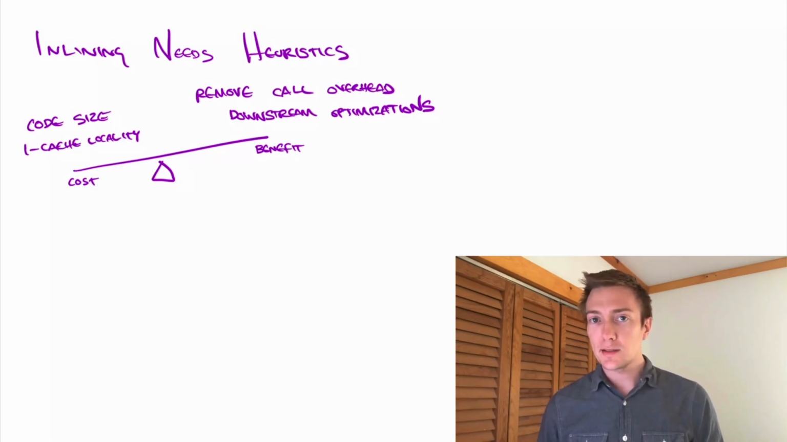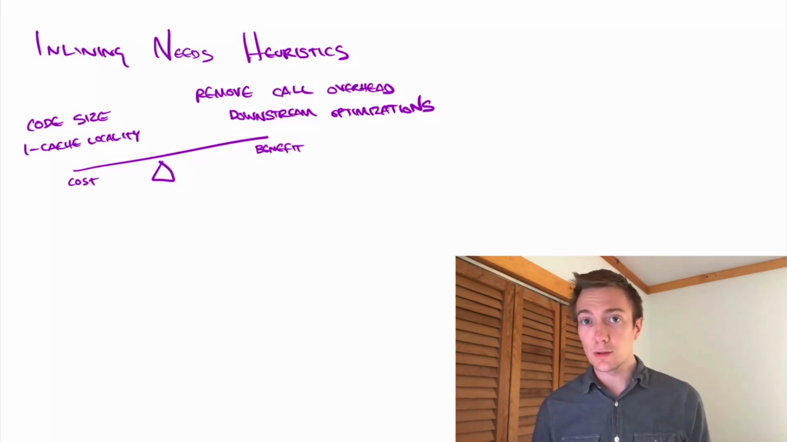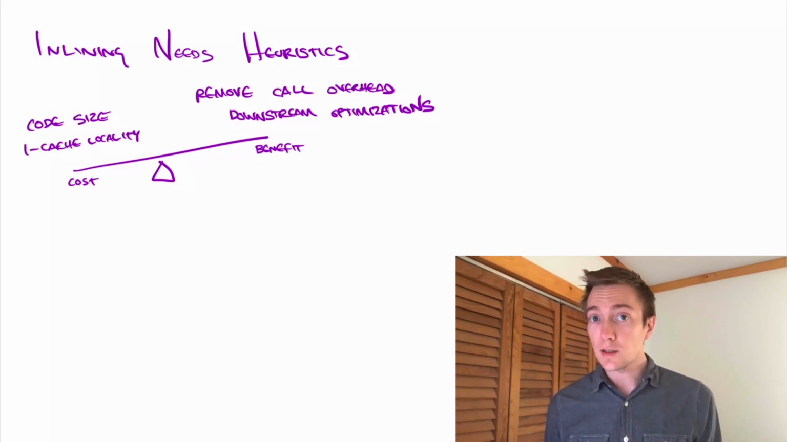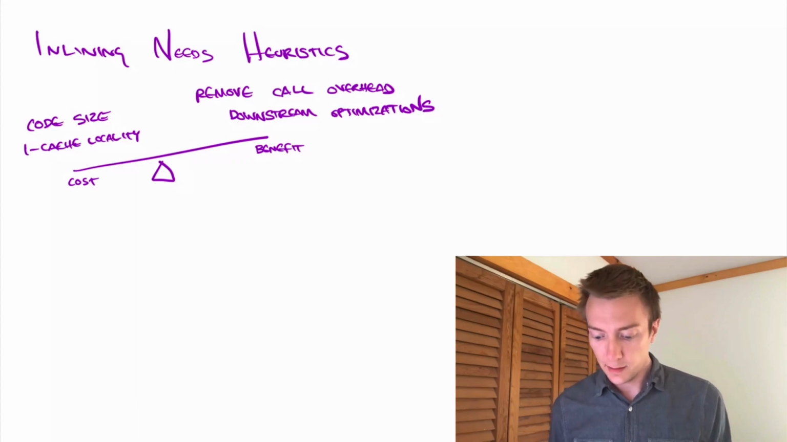And this isn't just true in the extreme case. Every time you inline something, you're slightly increasing the pressure on the iCache and making your program a little bit slower from this perspective. But of course, there are also benefits. There's the first order benefit, which is just removing the call overhead.